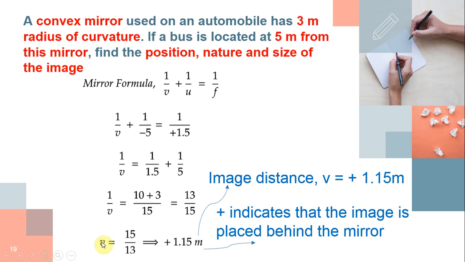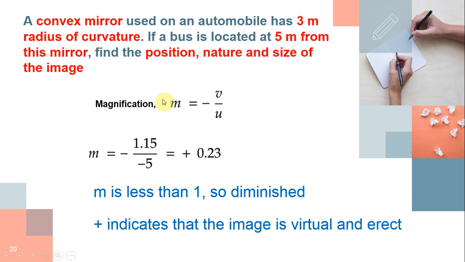Take the reciprocal. V is equal to 15 by 13. Finally we get the image distance as plus 1.15 meter. Here plus indicates the image is placed behind the mirror. So the nature of the image is virtual and erect. Now we find the magnification.